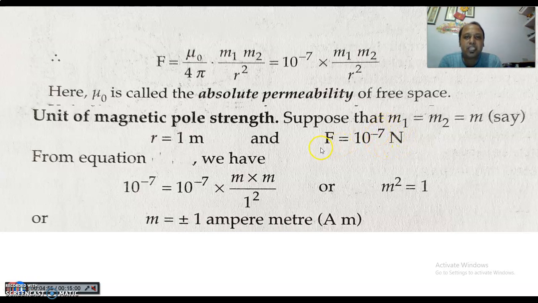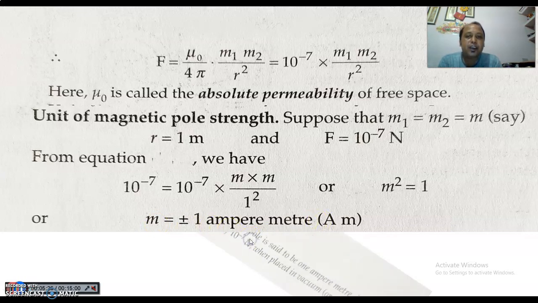So if we put these values in the above equation, it is 10 raised to the power minus 7 is equal to, this is the value of force we are putting, 10 raised to the power minus 7, this is the value of mu naught by 4 pi into m, that is m square by 1 square. We are putting the values which we have considered here. So we finally get m square is equal to 1, that is m is equal to 1. So m, that is the pole strength, is 1 ampere meter.